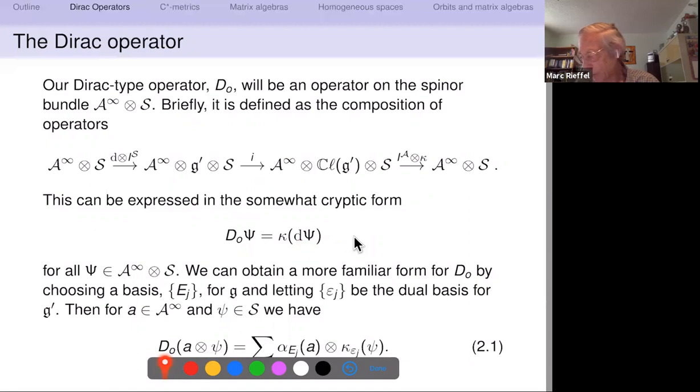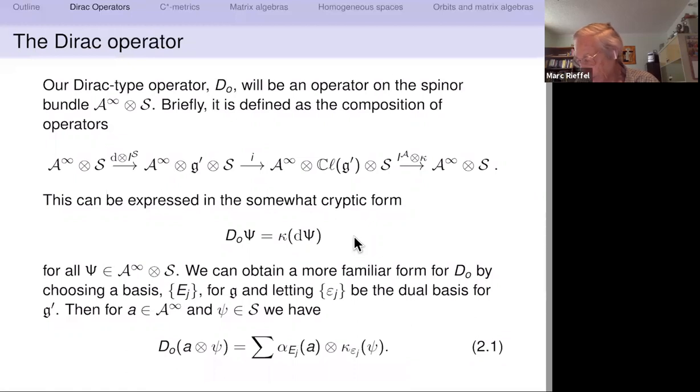And to obtain a somewhat more familiar form for this operator, we can choose a basis for the Lie algebra and then the dual basis for the dual of the Lie algebra, and then one gets the formula at the bottom here. It looks pretty similar to the formulas for more complicated Dirac operators in the geometric setting.